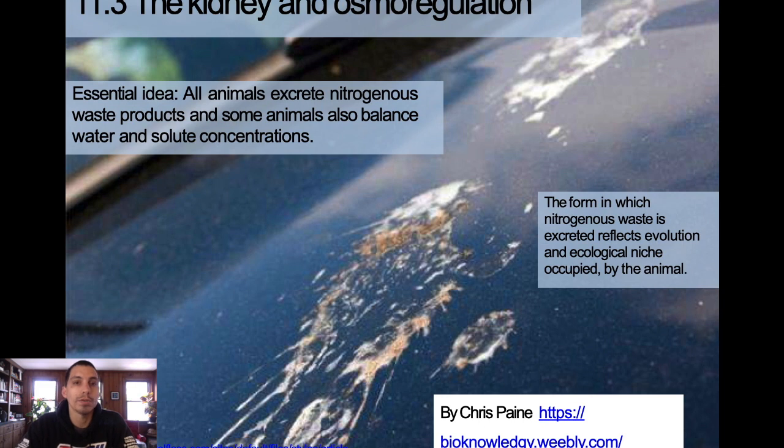Animals produce nitrogenous waste, that's waste composed of nitrogen, in their metabolic processes, and they need to get rid of it, otherwise it can act as a poison and build up and cause problems. So all animals have to get rid of their nitrogenous waste and maintain that constant internal balance. Also, the form in which nitrogenous waste is excreted reflects evolution and the ecological niche occupied by the animal. So not all animals excrete their waste the same. A fish excretes its waste differently than a bird, which excretes its waste differently than a human. And we'll talk a little bit about that.